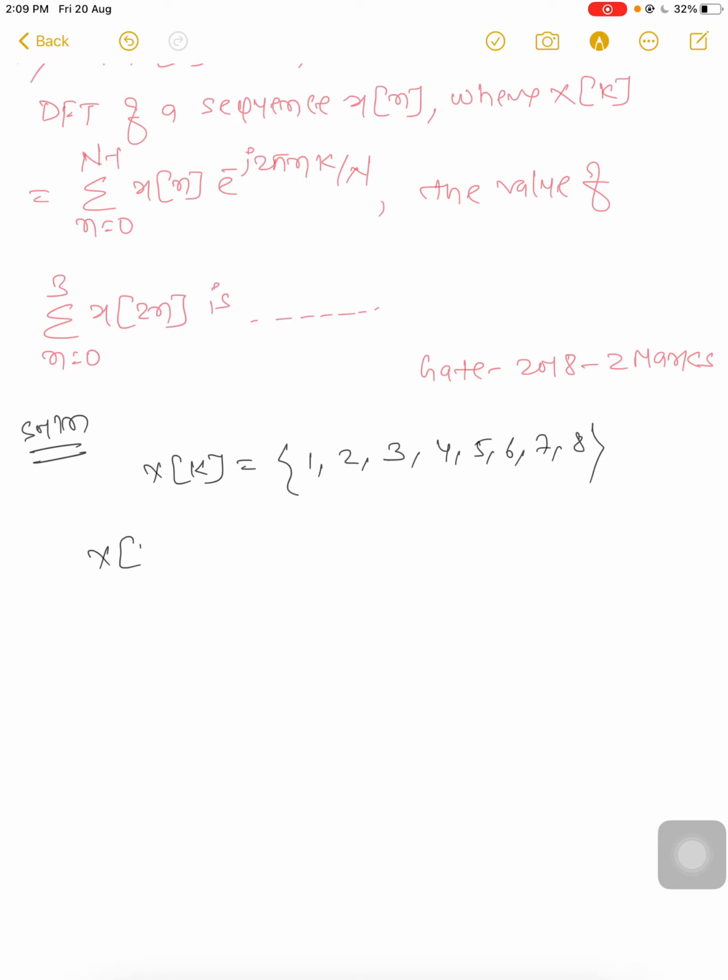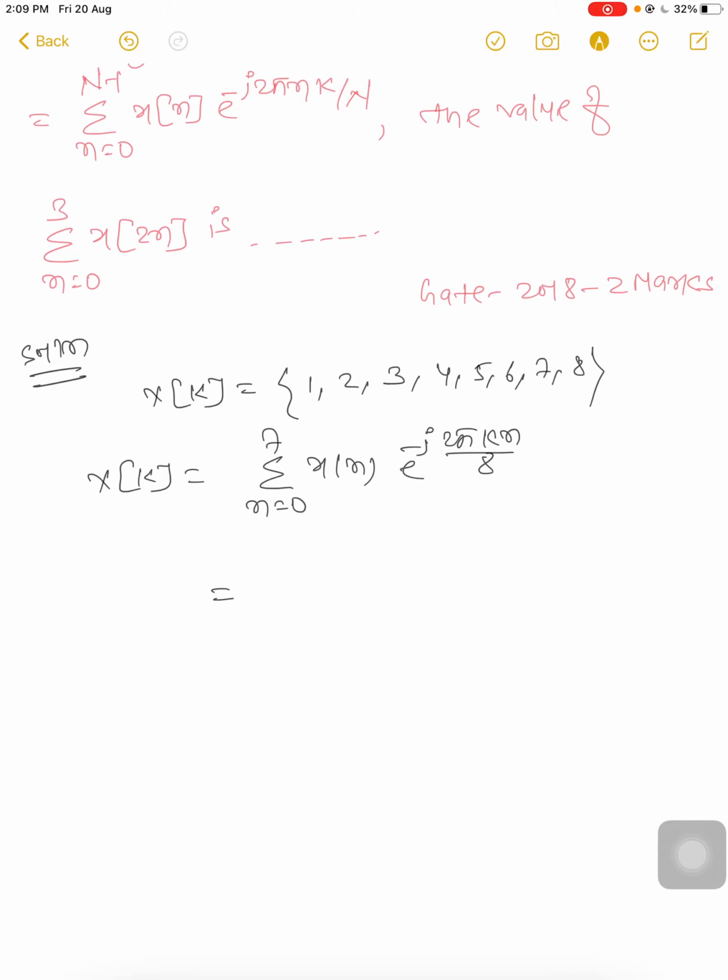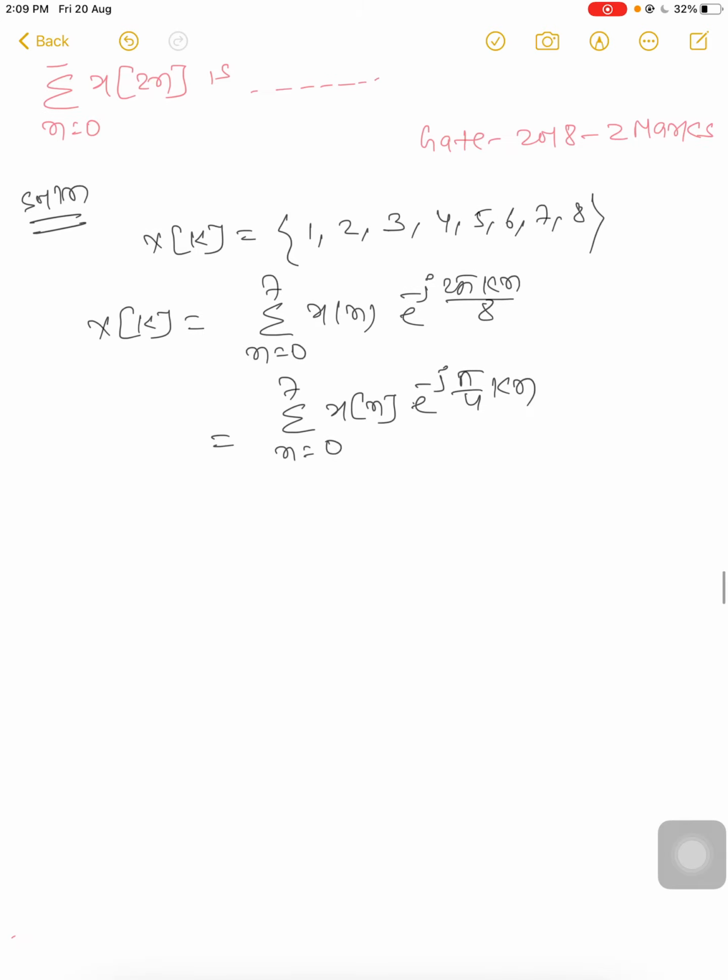So we know that X[k] will be the summation of n = 0 to 7 of x[n] e^(-j2πkn/8). That is, the summation for n = 0 to 7 of x[n] e^(-j(π/4)kn).